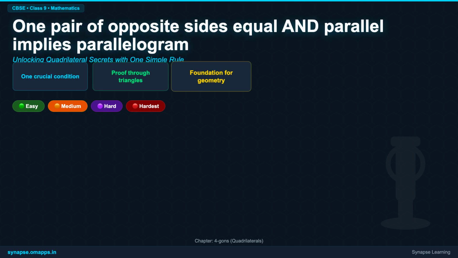Hello everyone and welcome to this exciting session on Class 9 Mathematics. Today, we are diving deep into the world of quadrilaterals, specifically focusing on a powerful theorem: one pair of opposite sides equal and parallel implies parallelogram. We'll explore this concept through 4 levels of understanding: easy, medium, hard, and hardest, ensuring you grasp every nuance and are ready for any challenge. Get ready to unlock some geometric secrets.